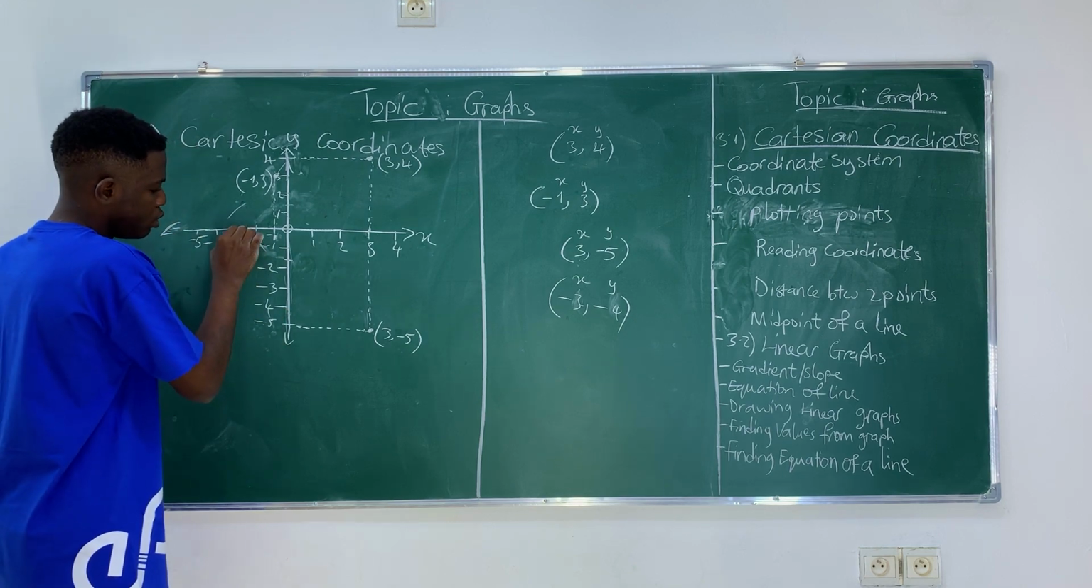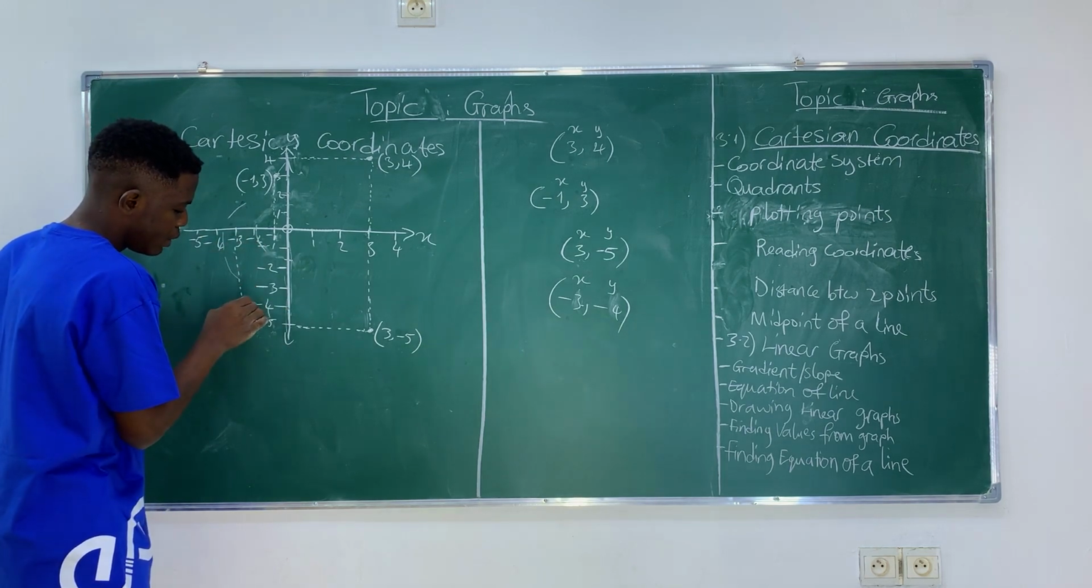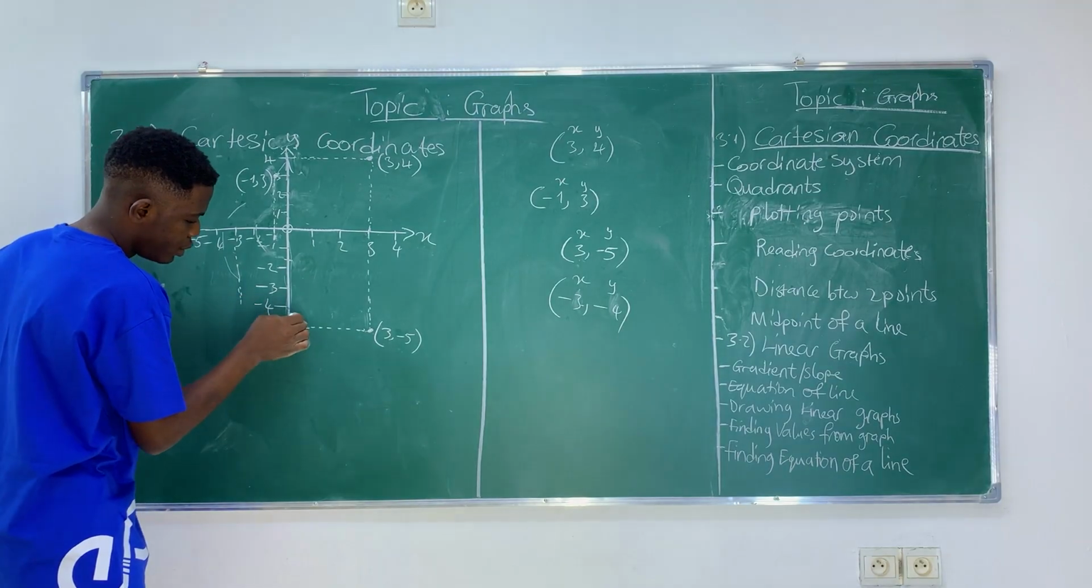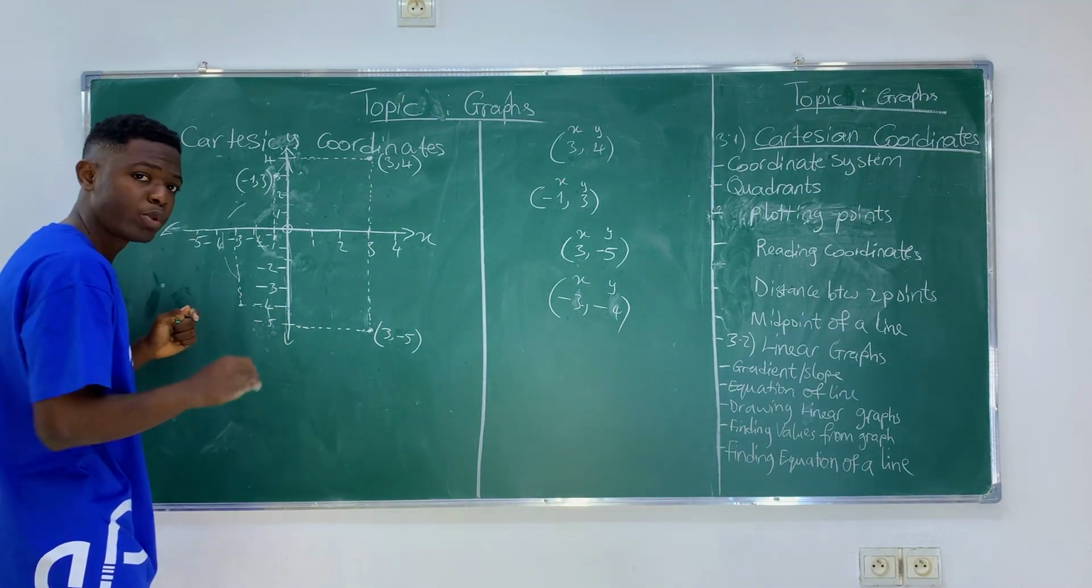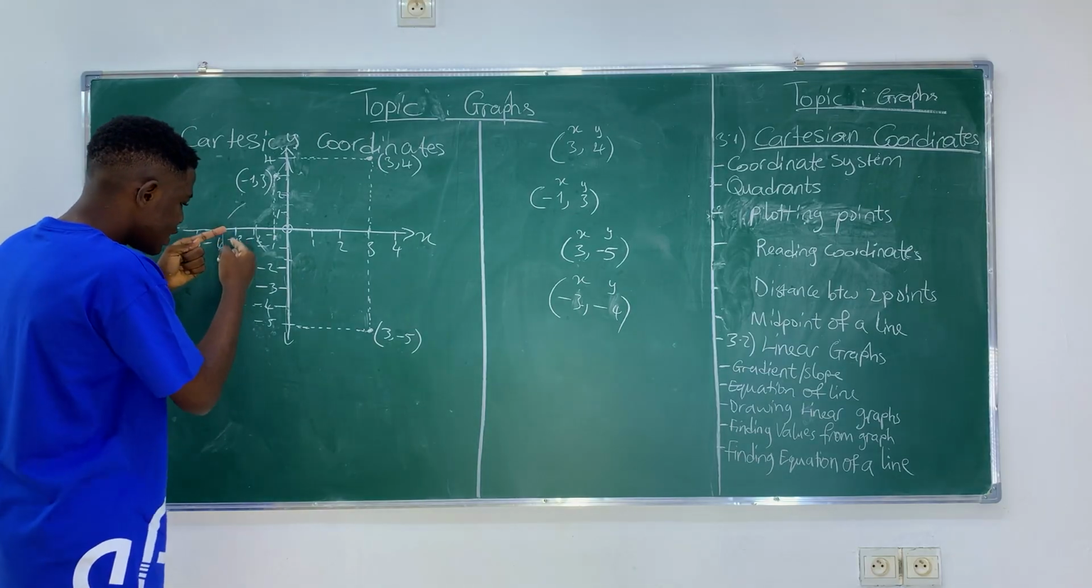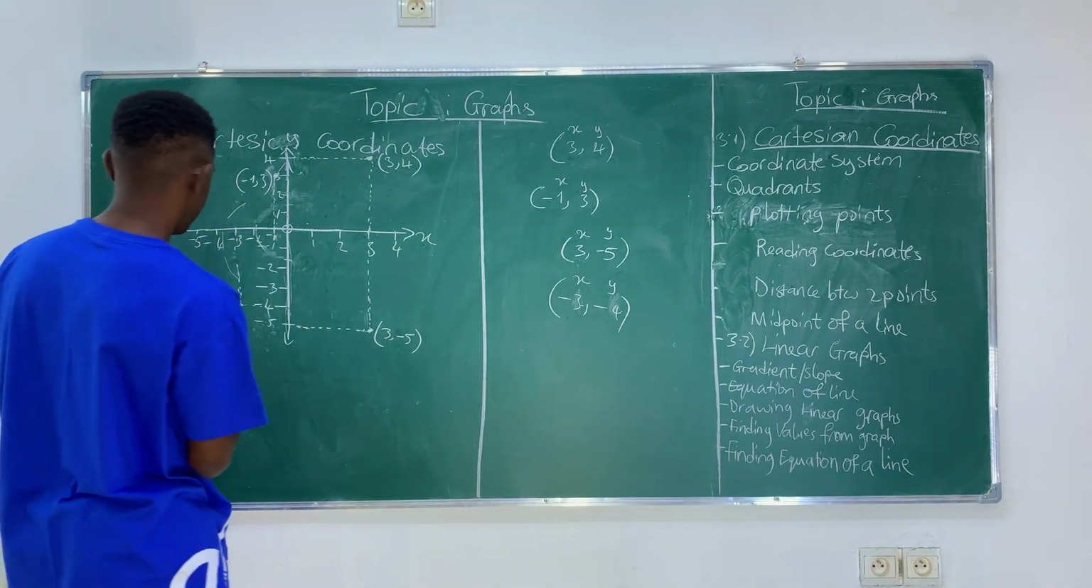How do you plot it? Put the dotted line until you reach -4. When you reach -4, you stop. Put the dotted line here. Why do I put dotted lines? Because I want to have the precise position of (-3, -4). So this line is straight.